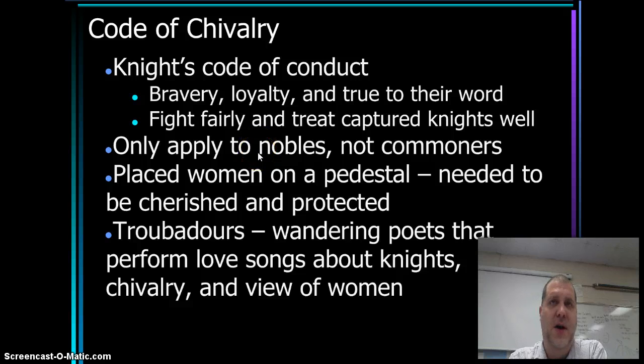This only applies to the nobles, but they had 3 people that they listened to. Their God first, and then their second was the nobles, and then the third was their women. They placed women on a pedestal, needed to be cherished and protected, and they went after every woman they could for the most part.